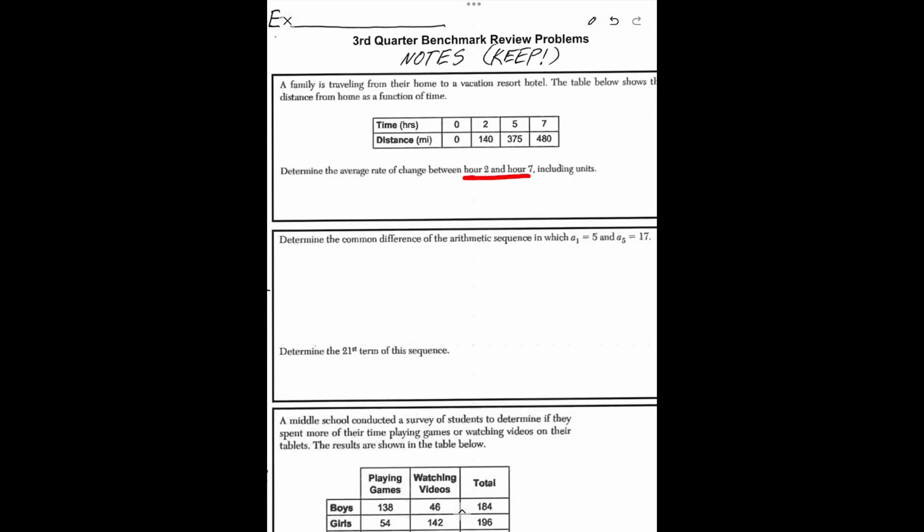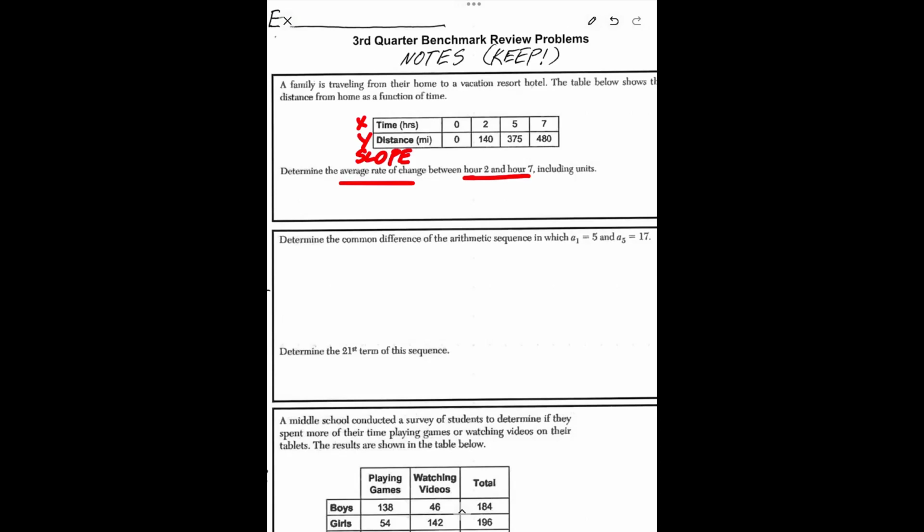So as soon as you see average rate of change, you should say, all we're doing is calculating the slope. The time is the X and the distance is the Y. If you're not sure how to figure out which one is X and which one is Y, when you're given the table, basically the first row is usually the X value, and the second one is the Y. If it was vertical, the very first column would be the X and the second one would be the Y.